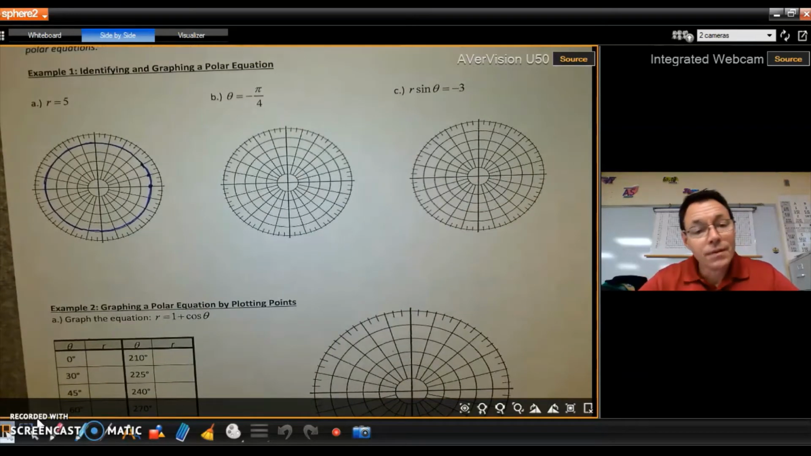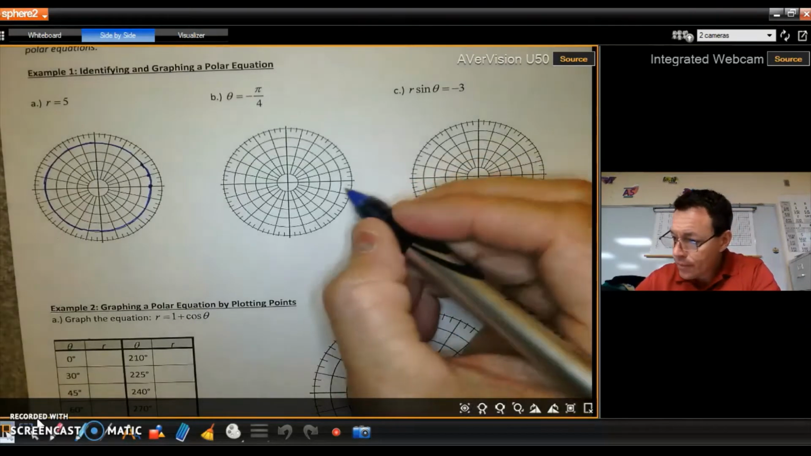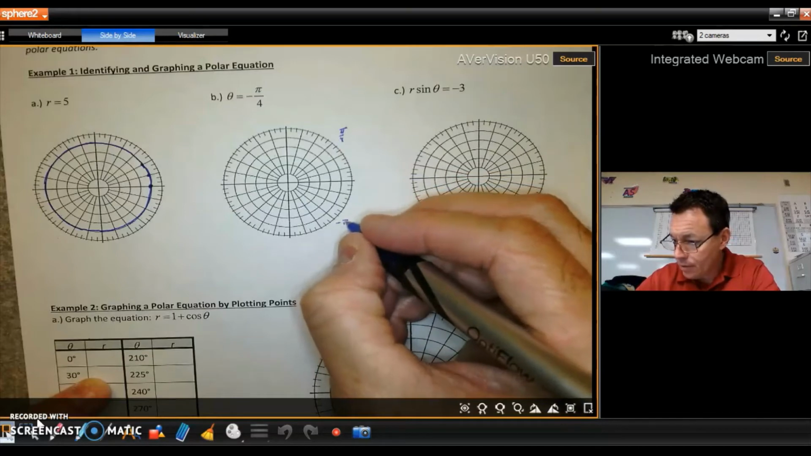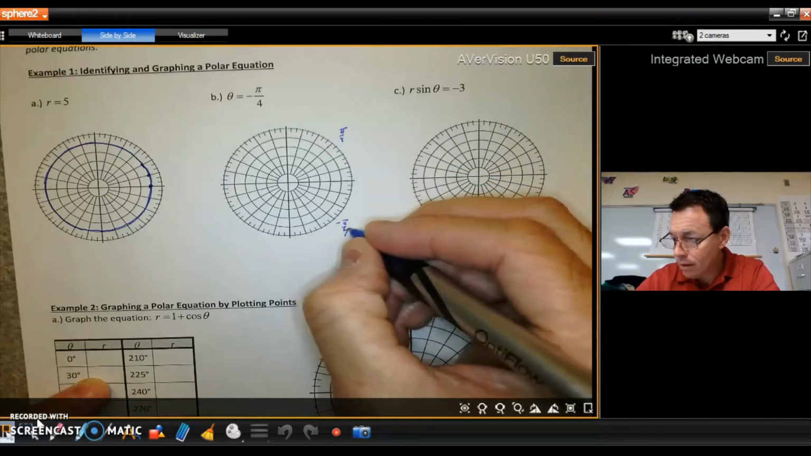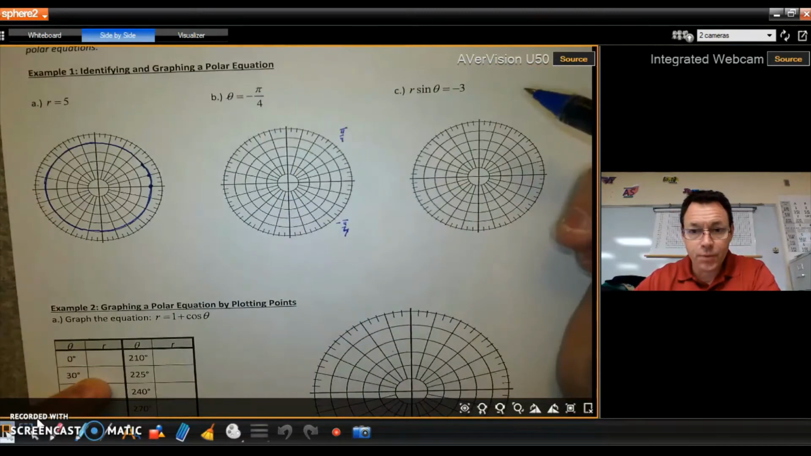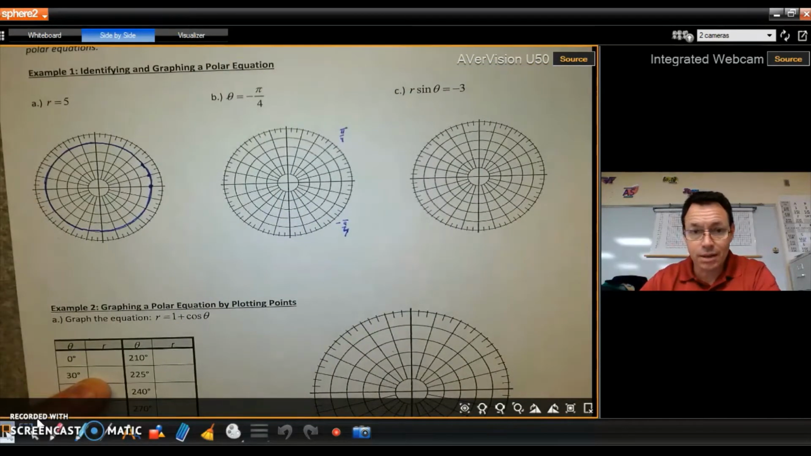Real easy. The next one says theta equals negative pi over 4. So let's find that angle. So this is pi over 4, right? That's pi over 4. So negative pi over 4 would be right here. Negative pi over 4. Now, theta always equals negative pi over 4. The r can be anything.